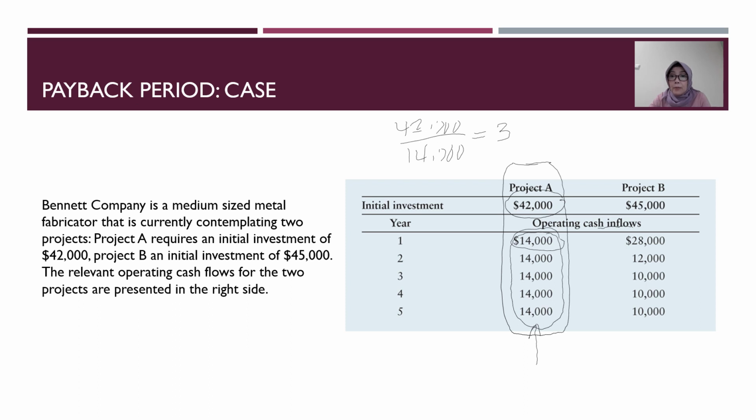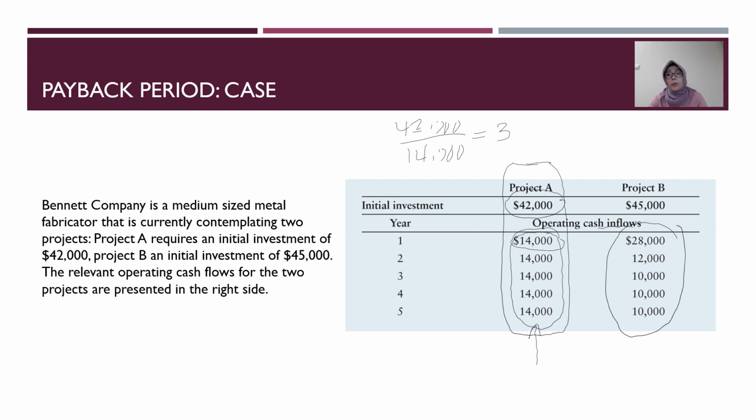If we take a look, the cash inflow for Project B is not even. It's not an annuity cash flow. This is a mixed stream, because in one year and another year, there are different cash inflows, right? You can see here 28,000, 12,000, 10,000. So it's different from one year to another year. So we cannot use the one that we already used in Project A.